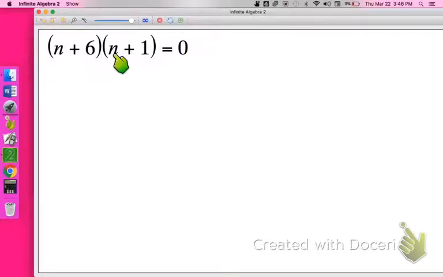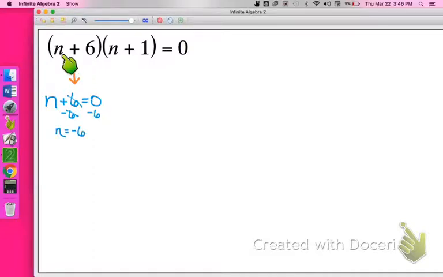Here's another one. Something times something equaled 0. So that means that one of these somethings had to be a 0. Well, what would be the value of n in order for this group to be 0? So I'm going to set it equal to 0, and I'm going to solve for n. So what's the opposite of plus 6? It's minus 6. And that's my answer for that one.